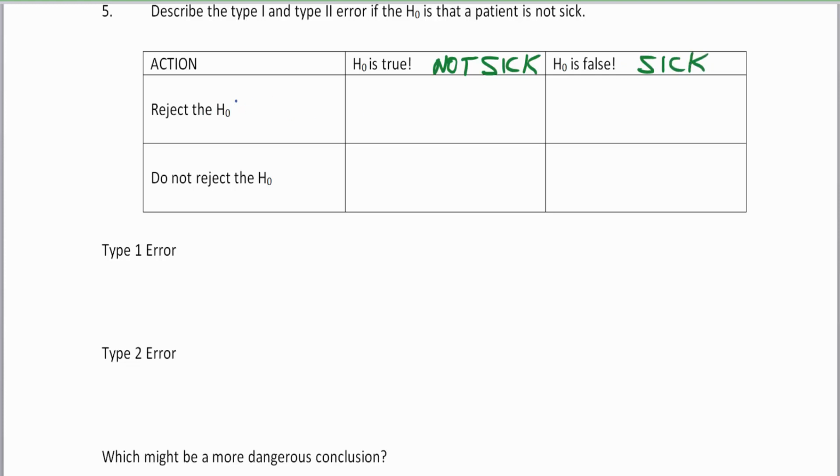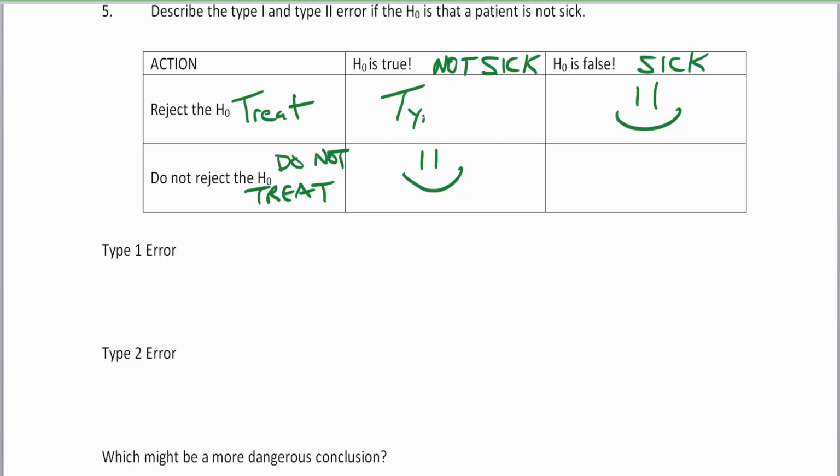Now, this means that we're going to basically treat the person here. Rejecting means we treat, okay? And do not reject, because if we have a not sick person, then not rejecting the null hypothesis would be the correct result here. This is do not treat this person who is not sick. And we would also treat a person who is sick. So here's our type 1 error. And here's our type 2 error.